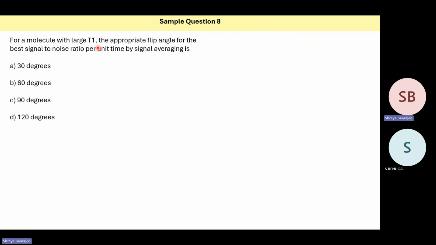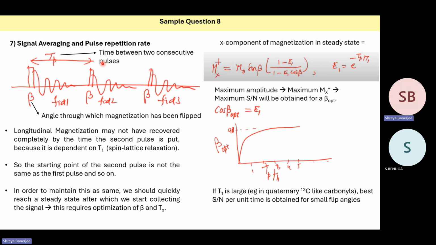Then we have this question: for a molecule with large T1, what is the appropriate flip angle for the best signal to noise ratio per unit time by signal averaging? So this also we have seen. Signal averaging is basically when you collect multiple FIDs, you give a certain flip angle and you give a certain time between each FID. The time between each FID and the flip angle are adjusted in such a way that on adding up all these FIDs, you get the best signal to noise ratio.